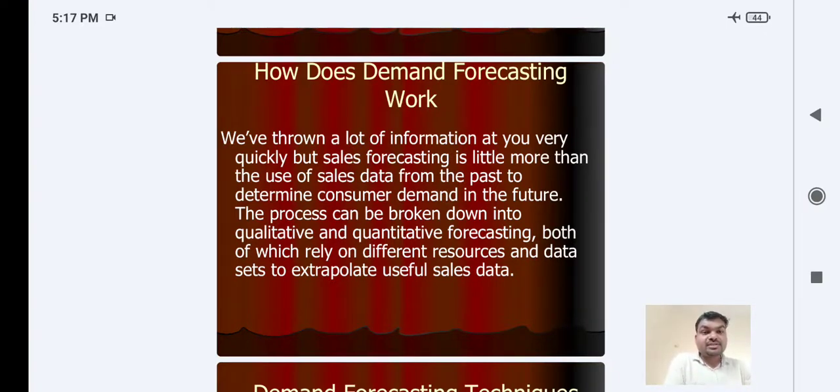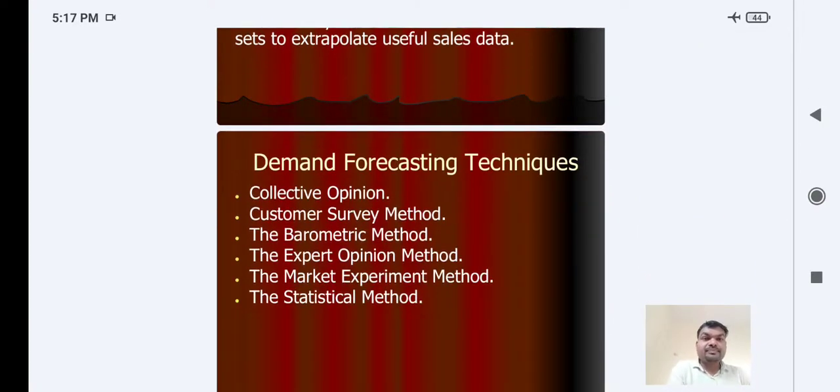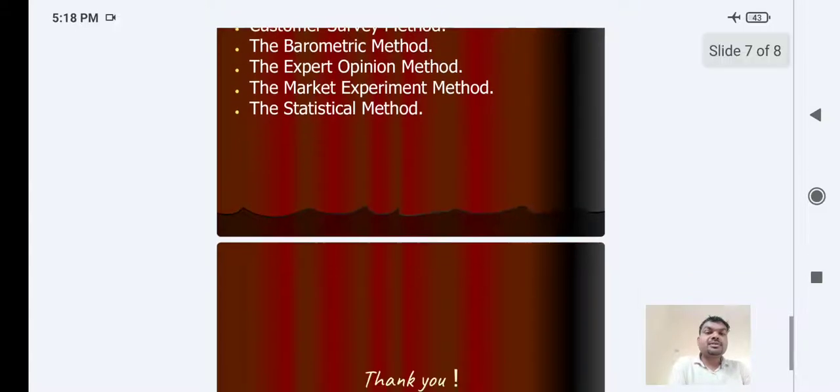Qualitative means we have to provide good quality material, and quantitative forecasting means how much quantity of the material or product we require. For that we have to provide raw material in the right quantity and at the right place, both of which rely on different resources and data sets. Demand forecasting techniques: the collective opinion method, the customer survey method, the barometric method, the expert opinion method, the market experiment method, and the statistical method are the methods of demand forecasting.